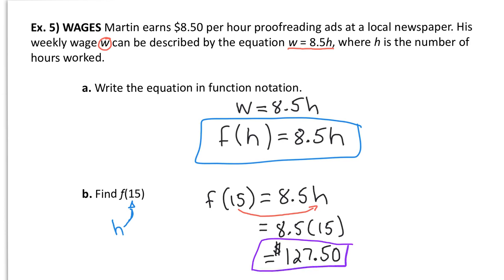Now this is when he works for 15 hours. That's the number we substitute. If he works less hours, let's say 8 hours, this is going to change to 8. So you multiply 8.5 times 8. He might work more hours, 20 hours. So you multiply 8.5 times 20, and that's going to give you guys a new amount.